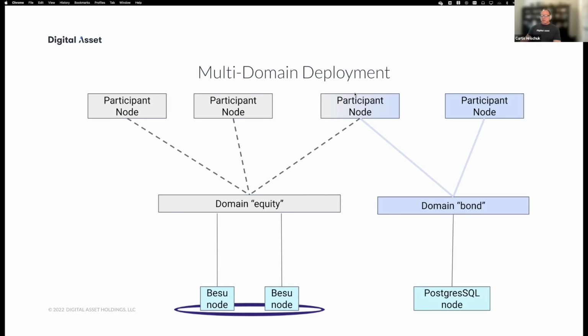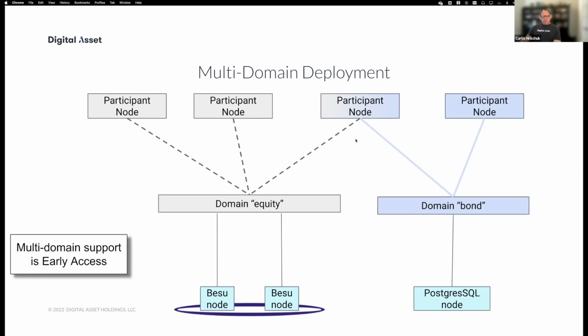Now, please notice that this third participant node has access to both domains simultaneously, so that an application running in this participant node can create atomic transactions, again, atomic transactions involving both the equity and the bond domain. I do want to mention that this multi-domain support is early access, but we will progress with it very quickly.